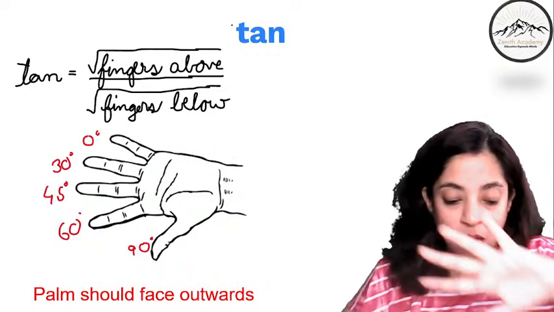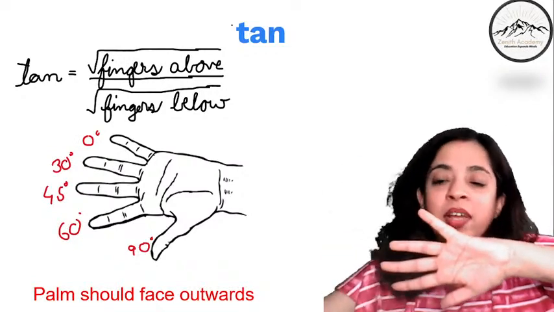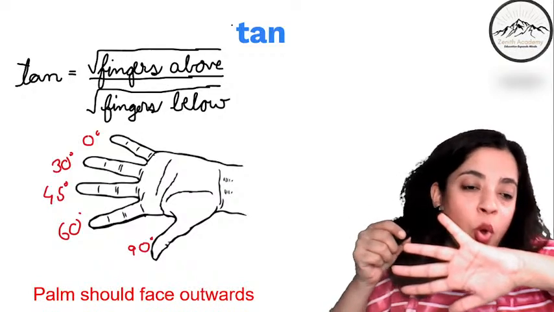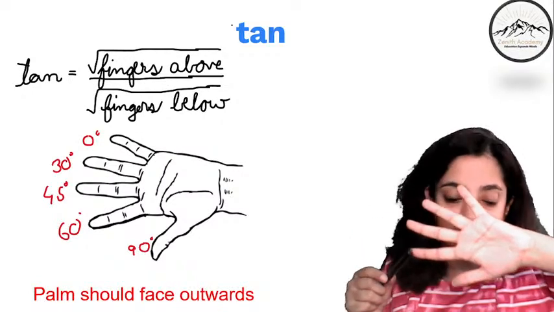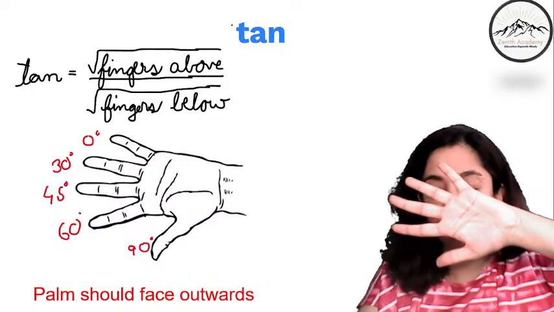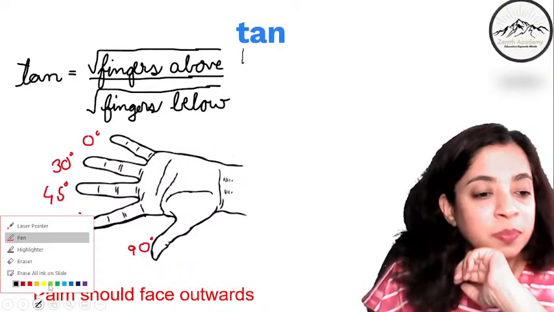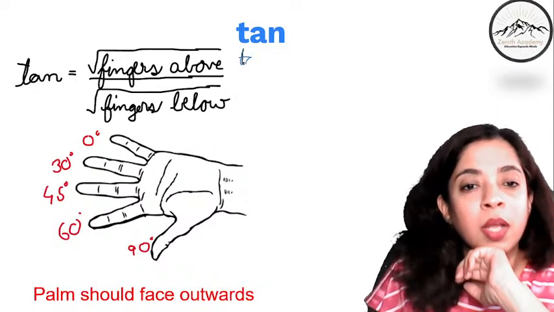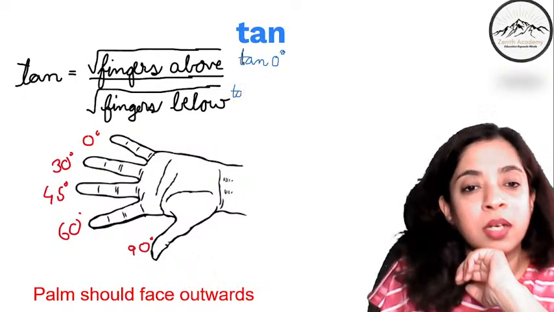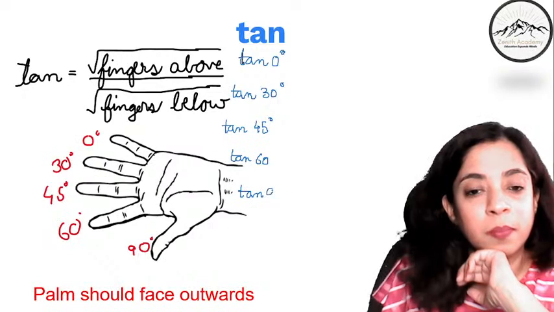The small little finger always remains little. So this is 0, this is 30, this is 45, this is 60 and this is 90. Clear? So let's start with tan 0. First let me write all of these here. Okay, tan 0, tan 30, tan 45, tan 60 and tan 90.